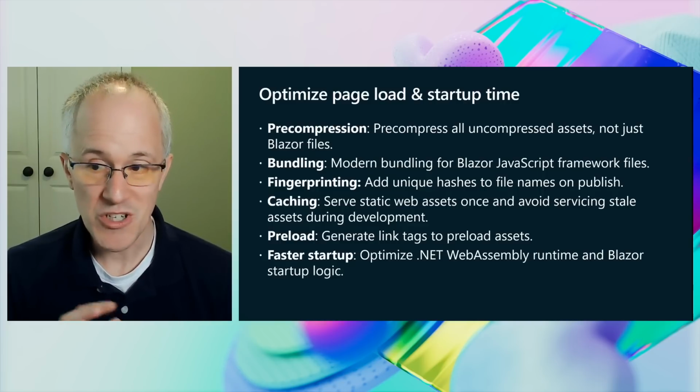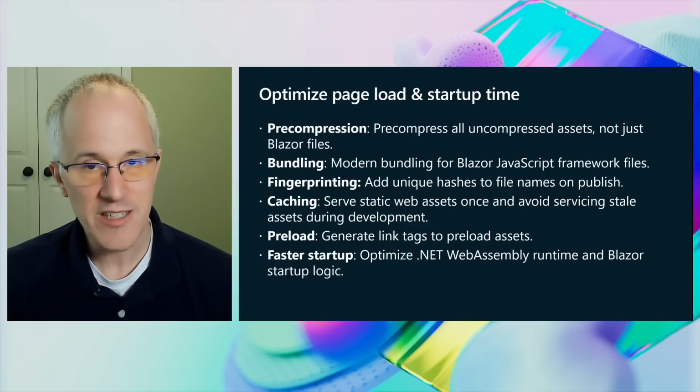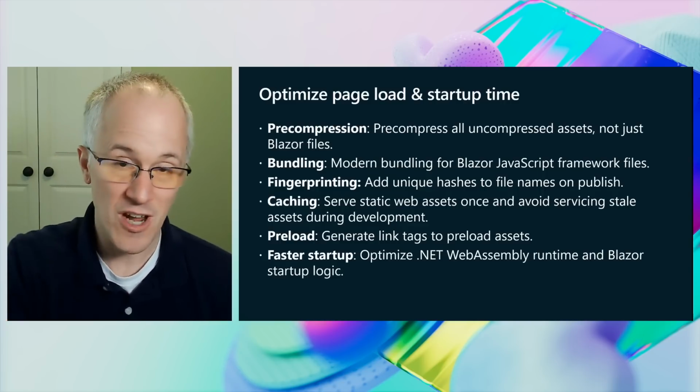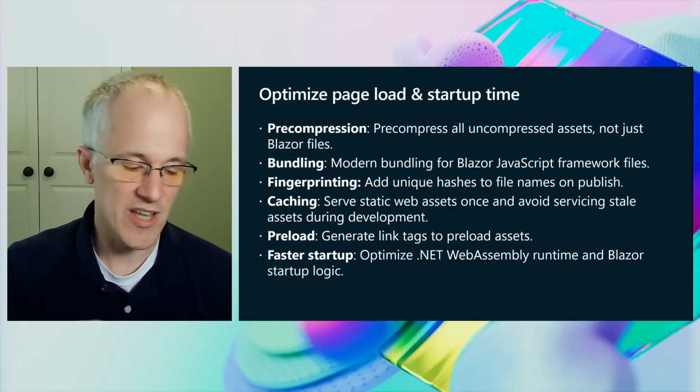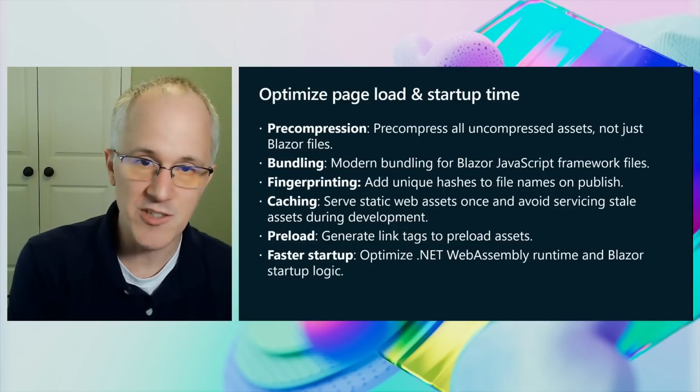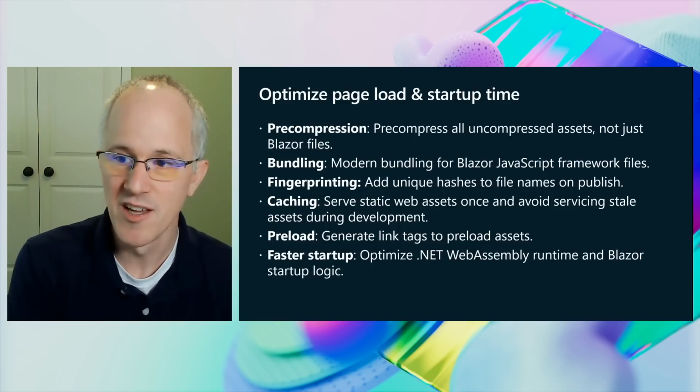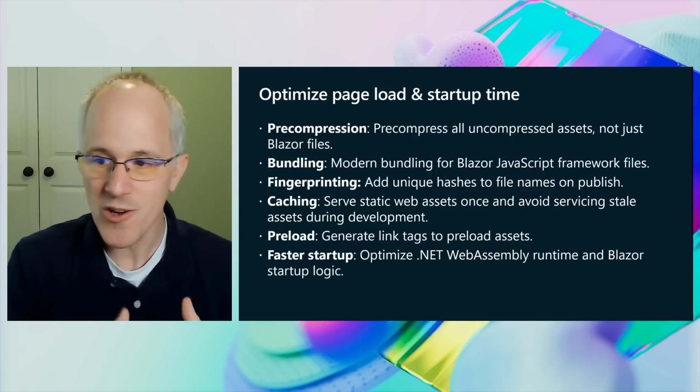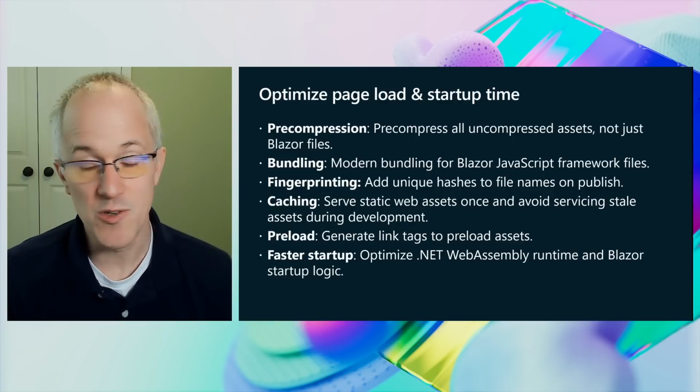We're looking to switch to use some more modern bundling techniques for the Blazor JavaScript framework assets, like blazor.web.js and blazor.webassembly.js, so that they are smaller and we get some nice size wins out of that too.